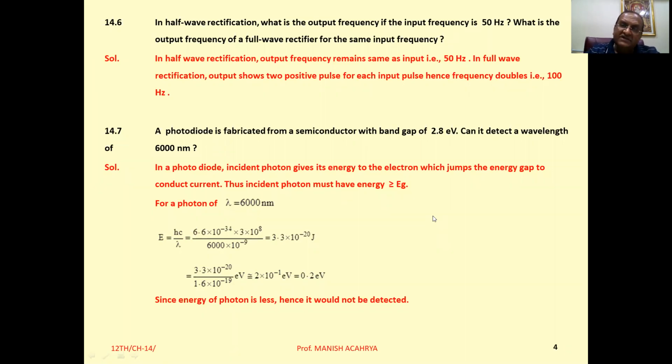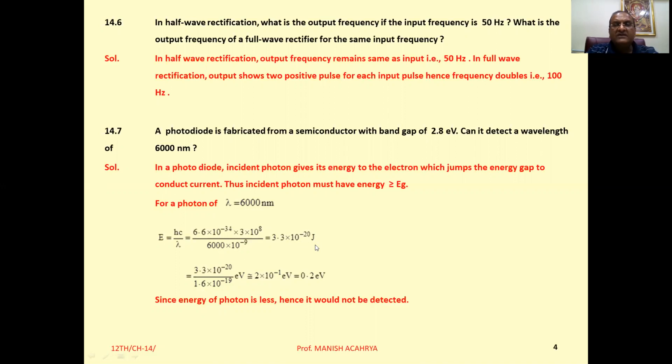So what is the energy of that incident radiation? That first of all we have to calculate. So energy of the incident radiation is hc upon lambda. h is Planck constant, c is speed of light. So substitute all the values, 6.6 into 10 raised to minus 34 into 3 into 10 raised to 8 upon lambda, that is 6000 nanometer. So 6000 into 10 raised to minus 9 meter. Now if you solve this one, your answer will come to 3.3 into 10 raised to minus 20 joule.